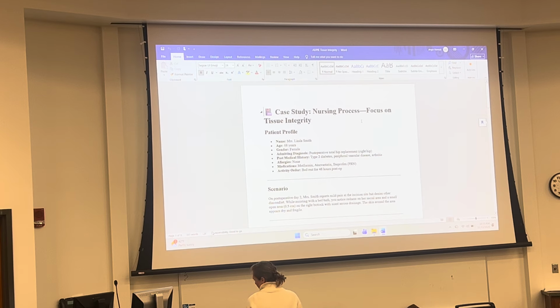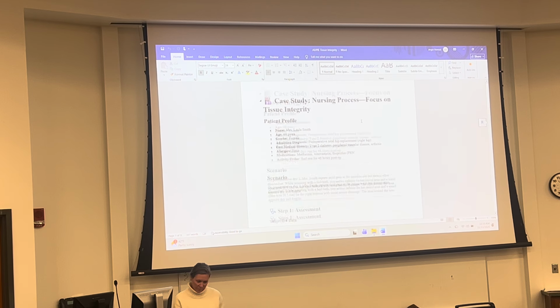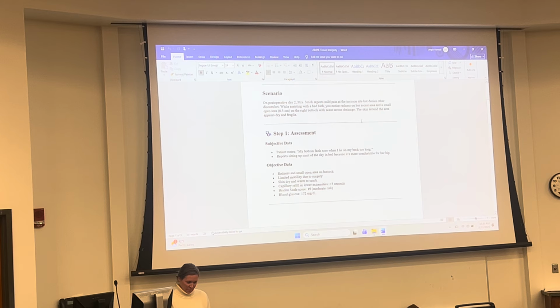So subjective data, patient states she has been lying on her back too long, before sitting up most of the day, and that it's more comfortable for the hips. I'm going to read the objective.